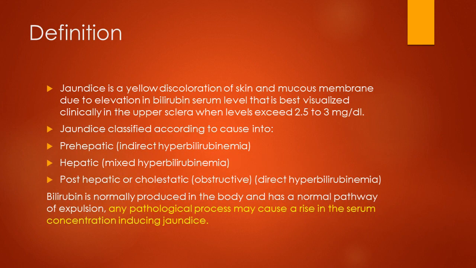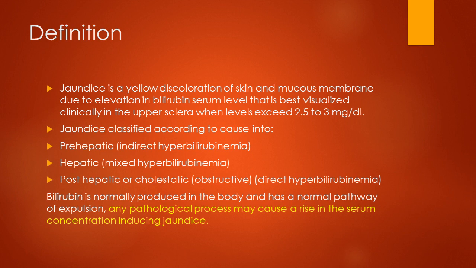Jaundice is basically a yellow discoloration of the skin and the mucous membranes that occurs when bilirubin levels in the blood exceed 2.5 to 3 milligrams per deciliter. The best way to visualize this is if you look at the upper sclera of the patient, where you'll find a yellow discoloration. There are three types of jaundice. There's prehepatic, hepatic, and posthepatic. We'll get into those later.